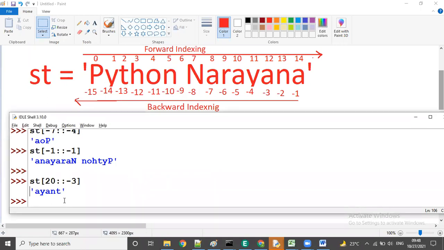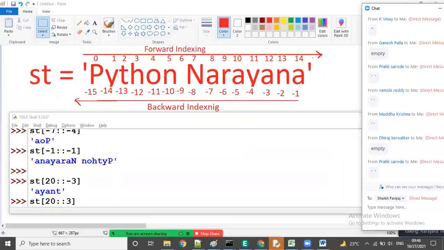Now, the same example, guys. Same increment, same start number, but I'm taking a plus increment number. What will come, guys? You reply. Very good. Just observe here, guys. An empty string will come, right? So the empty string.